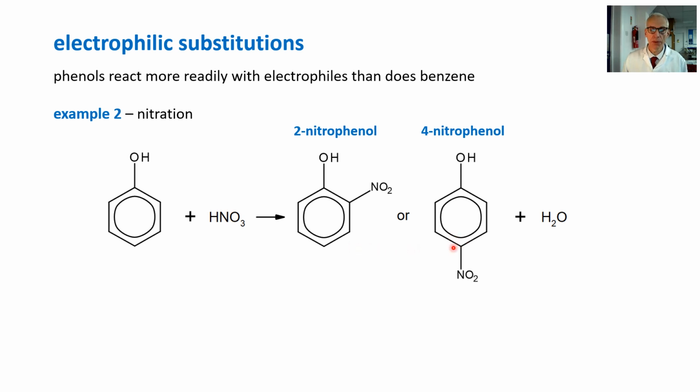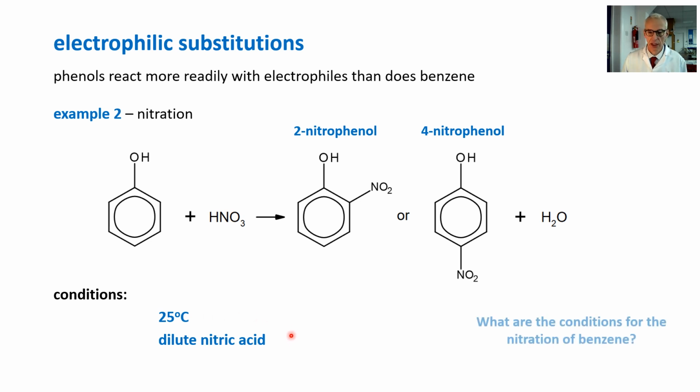But what about the conditions? Well, the conditions for the nitration of phenol are 25 degrees Celsius, that is room temperature, and dilute nitric acid. So cast your mind back. What are the conditions for the nitration of benzene? If you're not clear, look back at your notes on that, please, before we go on to the next slide.